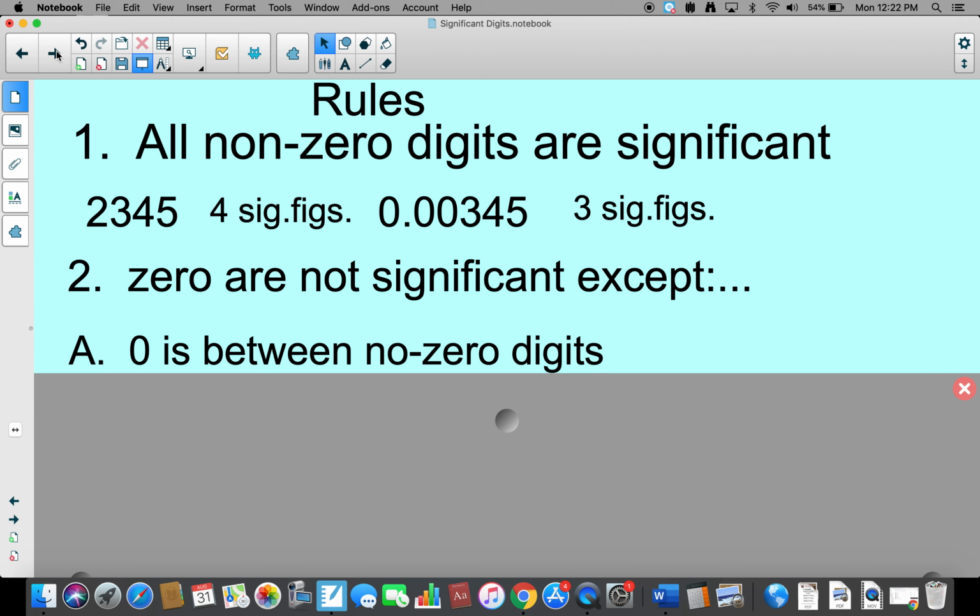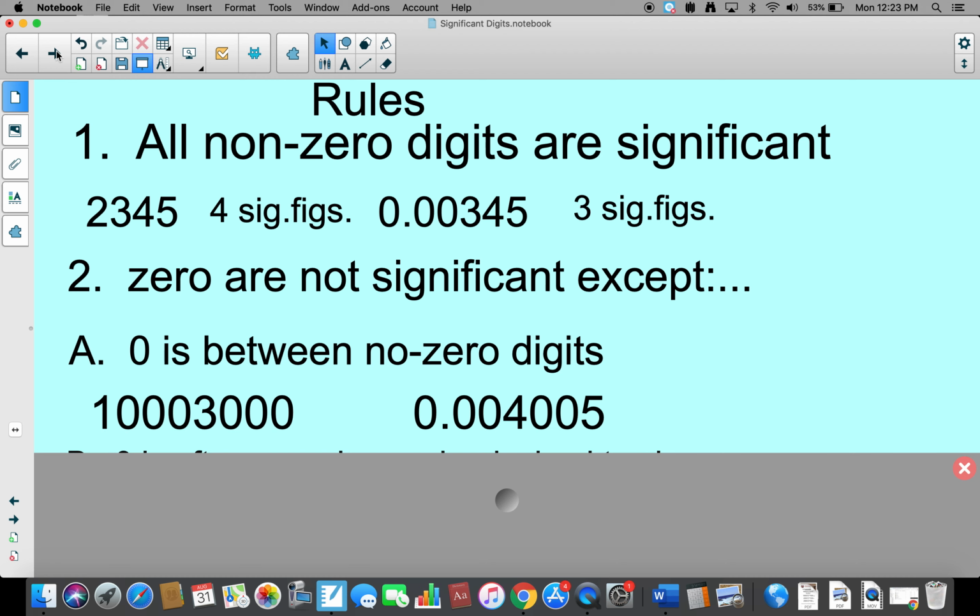All right, so next rule. Zeros are not significant except, first of all, if a zero is between non-zero digits. So let me give the example 1,0003 or 0.004005. In the case of 10003, I have 5 Sig Figs because of these 3 zeros between the 1 and the 3. In the case of 0.004005, I have 4 Sig Figs because the 4 and the 5 are significant, and the zeros between. These two again are placeholder zeros. These 3 again are placeholder zeros. They just tell me how far that digit is from the decimal place.